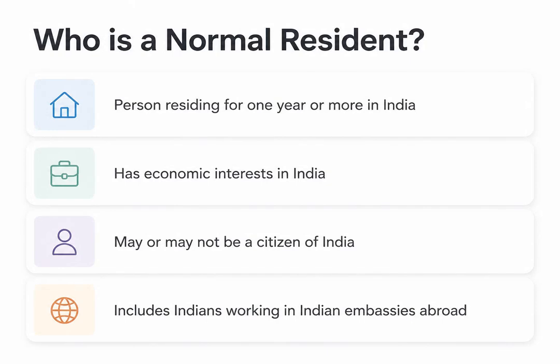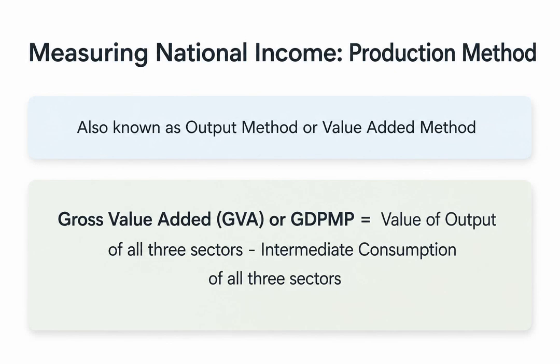When calculating national income, we look at the normal resident. This is a person residing in India for 1 year or more who has their economic interests here. A normal resident may or may not be an Indian citizen, and it notably includes Indians working in Indian embassies abroad. There are 3 methods to measure national income.